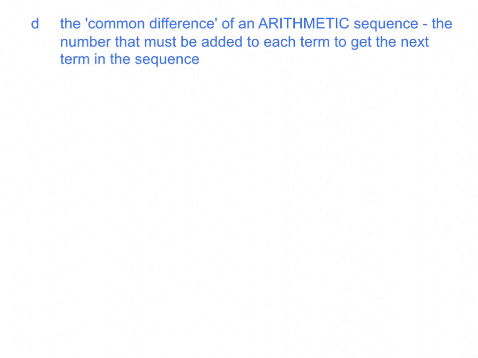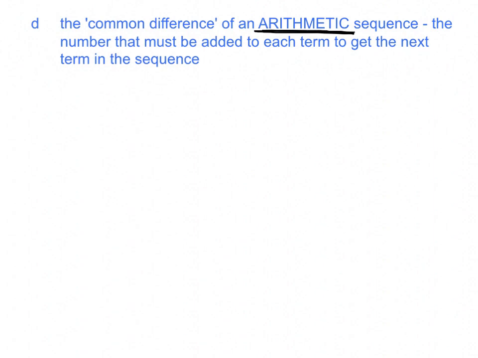The next notation is d, right? d is the common difference of an arithmetic sequence, and arithmetic is a huge deal here. It's the number that has to be added to each term to get to the next term in the sequence. And our next video is going to be entirely about arithmetic sequences. But know that when you have an arithmetic sequence, there's a pattern to it. And the pattern is that you are adding the same number time and time again.